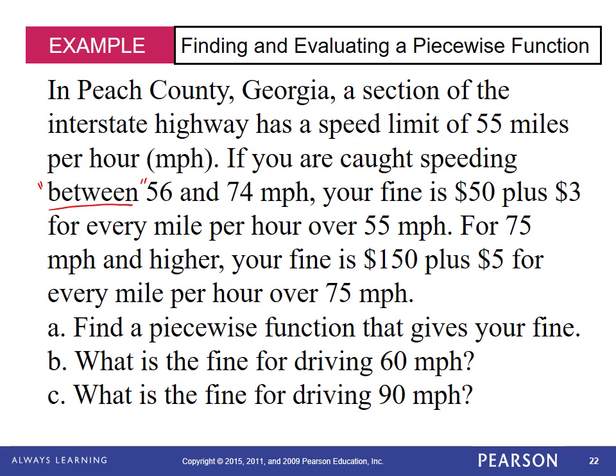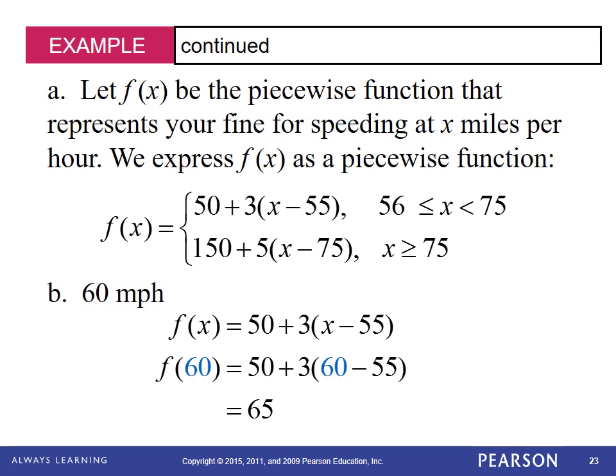So it looks like there are two different pieces, right? One is if you're inside a certain range, and one is if you're above 75. All right, what does it look like? There it is, and notice this little extra piece right here. You get the $50 right away, plus $3 for every mile over 55 miles an hour, and so you have to subtract that out to give us that.